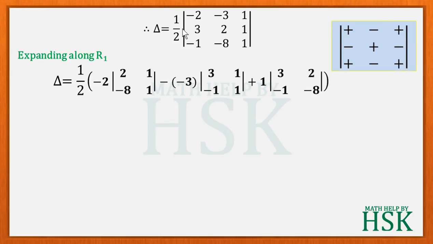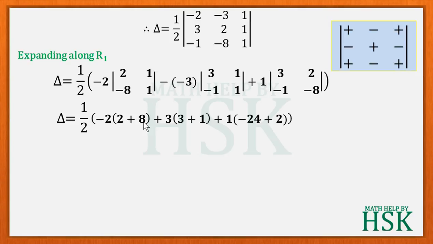So I'm going to get the value of the area of the triangle as equal to 1 by 2 times minus 2 into 2, 1 minus 8, 1 minus times minus 3 into 3, 1 minus 1, 1. You can see we will have to remove this row and this column, and 1 into 3, 2 minus 1 minus 8. Okay, so this will be equal to 2 into minus minus 8. This will be equal to 3 into minus minus 1. This will be equal to minus 24 into minus minus 2.